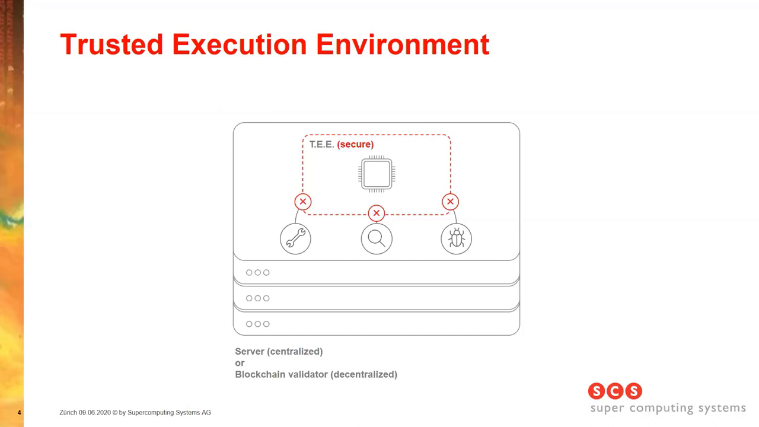With this, we get confidentiality and integrity. We know that it is the correct code. We also know that no one sees the data. And the additional feature of that is that the enclave can have its own keys. So the enclave can have a blockchain account. The enclave can have a symmetric key, which is used to encrypt things. It can have an asymmetric key, which can be used to send data to the enclave in encrypted form, such that only the enclave can decrypt it.